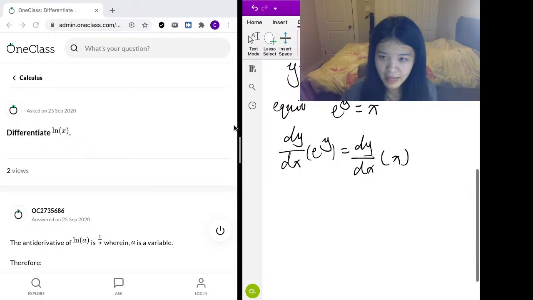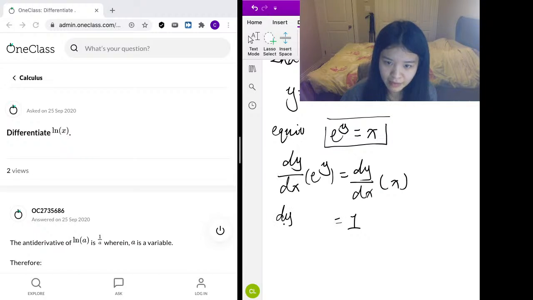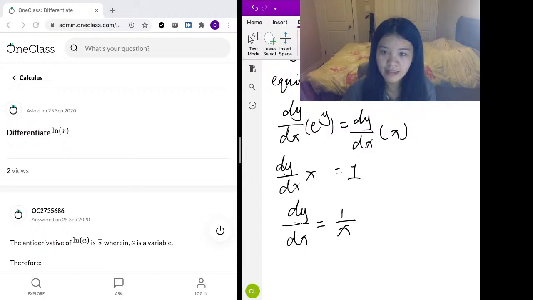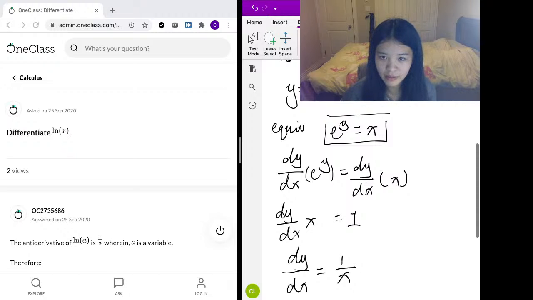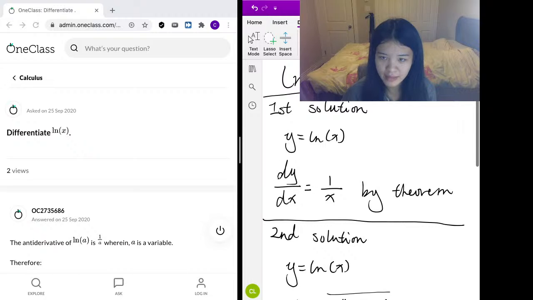So the derivative of x is just equal to 1, and you also know that e to the y is equal to x from up here. So you can interchange e to the y with x. You would have dy over dx times x equals 1, and you divide both sides by x to move x to the other side of the equation, and now you have dy over dx equals 1 over x. So y equals ln x, and the derivative of y is 1 over x, which is the same as your answer up here.